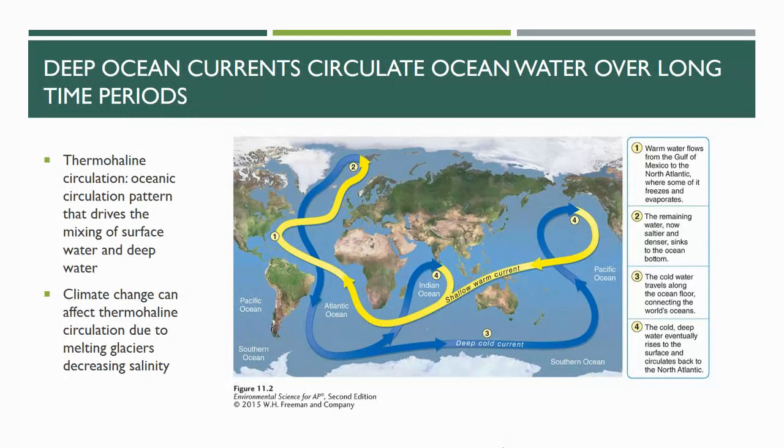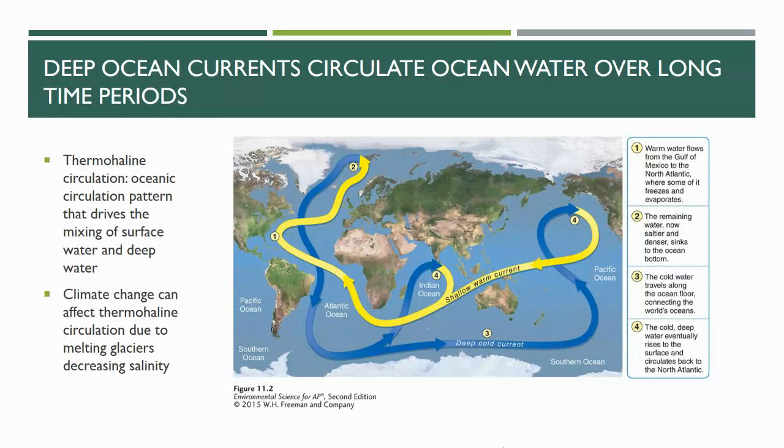The remaining water, which is now saltier and denser, sinks to the ocean bottom. The cold water travels along the ocean floor, connecting the world's oceans, and the cold, deep water eventually rises to the surface and circulates back to the North Atlantic. So that is the path of thermohaline circulation.